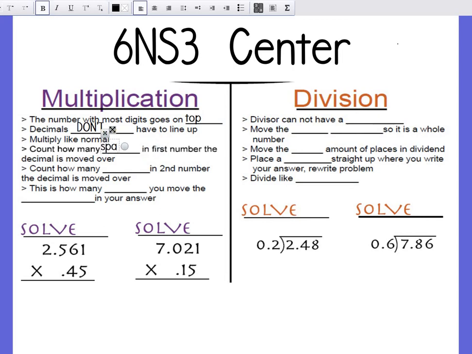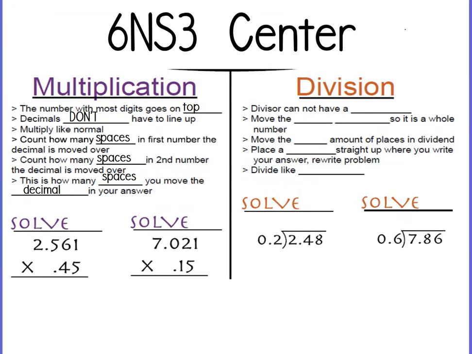So count how many spaces in the first number the decimal is moved over. And then count how many spaces in the second number the decimal is moved over. This is how many spaces you move the decimal in your answer. All right, so what that means is I didn't line up the decimals here, but I'm going to multiply, but I have 1, 2, 3 spaces after the decimal here and 1, 2 here. So that means at the end I need to move my decimal 5 spaces.